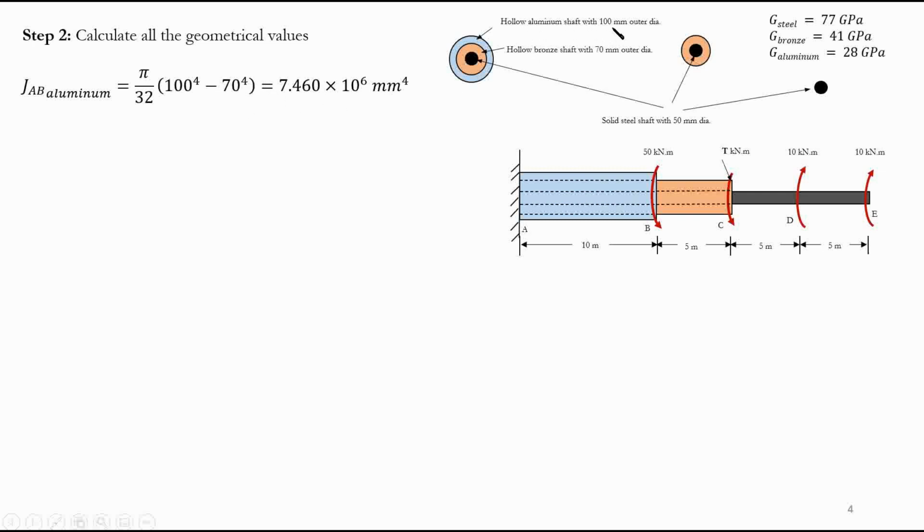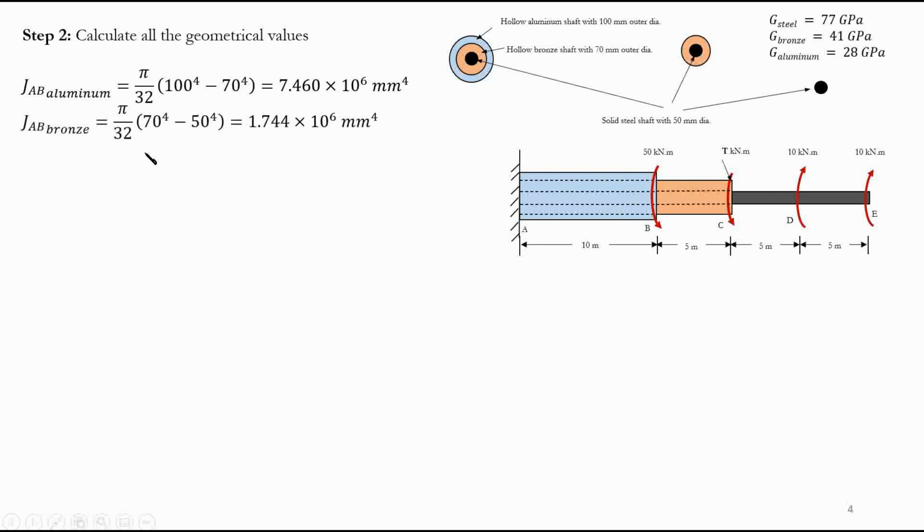Again, this is the aluminum, 100 millimeter outer diameter. And here, although the inner diameter is not given, I know the bronze shaft has 70 millimeter outer diameter. So that's the inner diameter for my aluminum, considering, of course, that the glue or whatever is connecting these materials together has a thickness that is negligible.